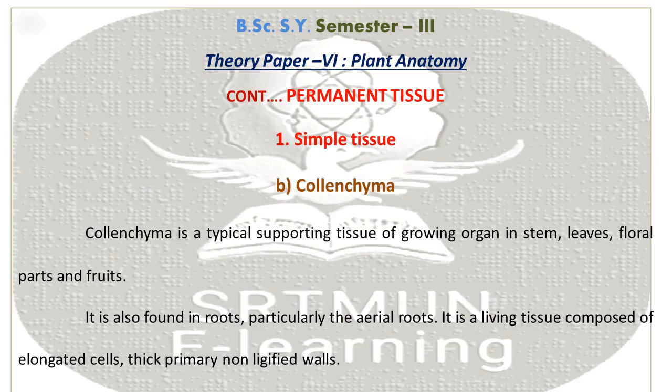Collenchyma. Collenchyma is a typical supporting tissue of growing organs in stem, leaves, and floral parts of fruits. It is also found in root, particularly the earlier roots. It is a living tissue composed of elongated cells with thick primary non-lignified walls.